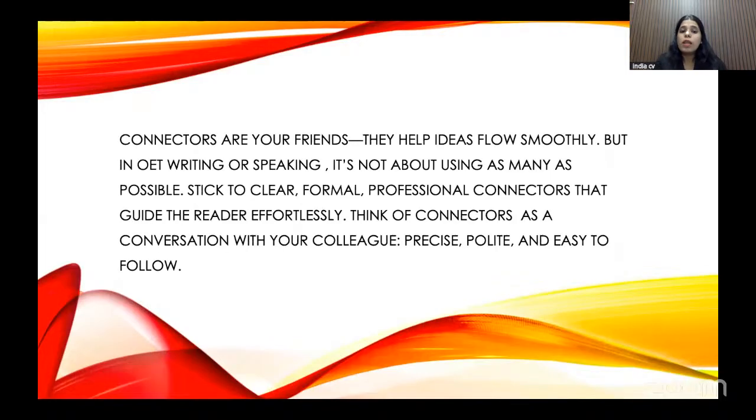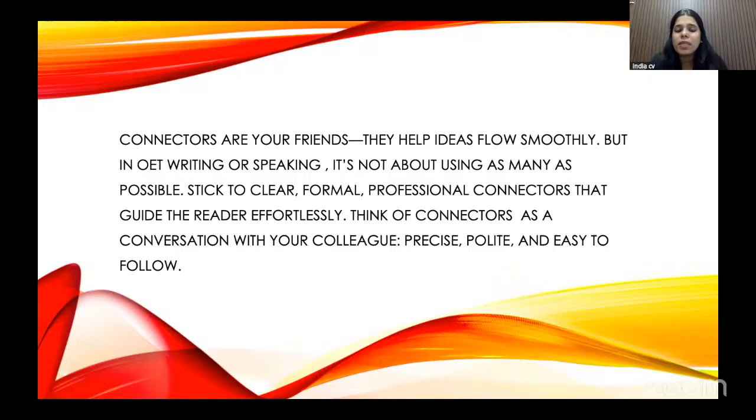Okay. Lastly, I want all of you to understand that connectors are your friends. These are things which can help you score more marks. They can help your ideas flow more smoothly. And if you use connectors in the right way, you're able to get more marks. You're able to understand the relationship between sentences. And I tell this to all my students.